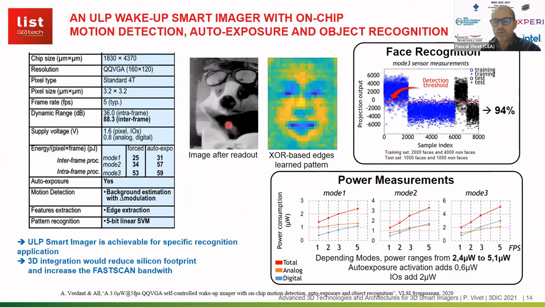This is very, very low quality, of course, but we are able to detect a person and showing that we are able to wake up the overall system that is integrating this smart imager. And all that is achieved in less than 1 to 2 microwatts, and that has been measured and published at a VLSI symposium in 2020. So this is an example to show that a smart imager is of course achievable for specific recognition applications. In that case, 3D integration would reduce the silicon footprint in order to further optimize the footprint of the device.